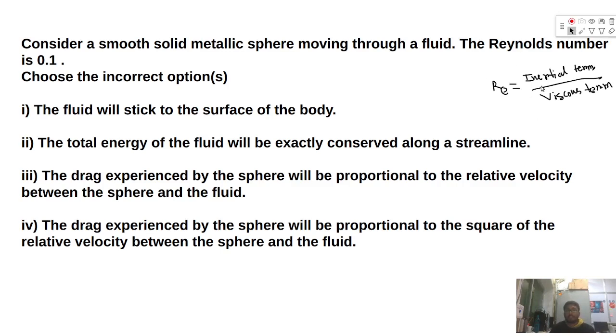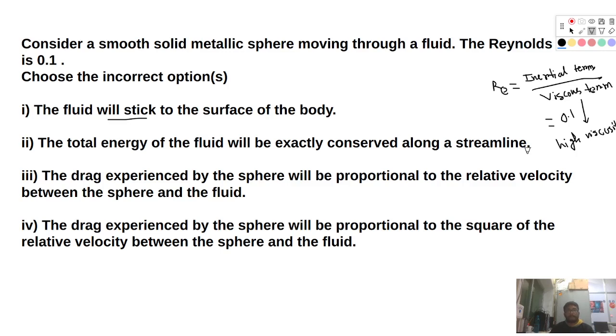Now the question is telling that you have the Reynolds number as 0.1, which is quite low. So if it is 0.1, then viscosity is quite high. If it is highly viscous, then there will be sticking, right? So this is the correct option, this is not incorrect. Fine. And the total energy of the fluid will be exactly conserved along a streamline. So is it true?